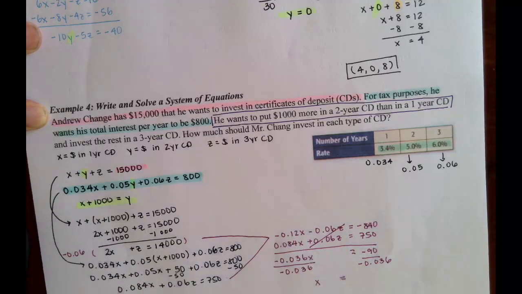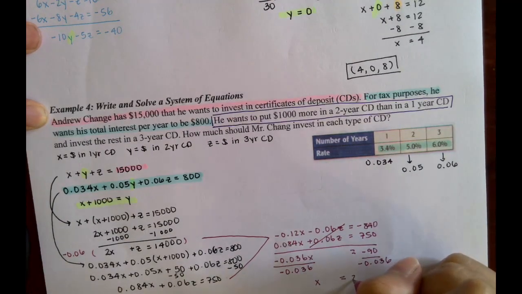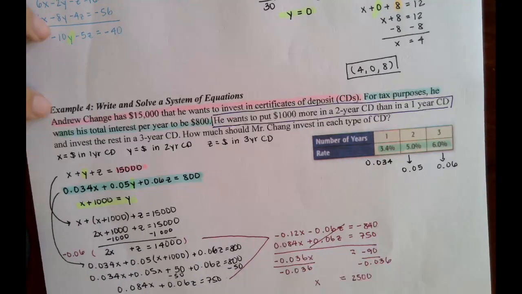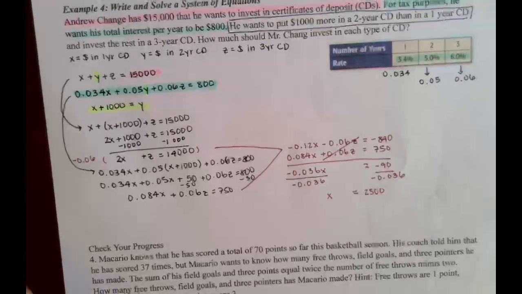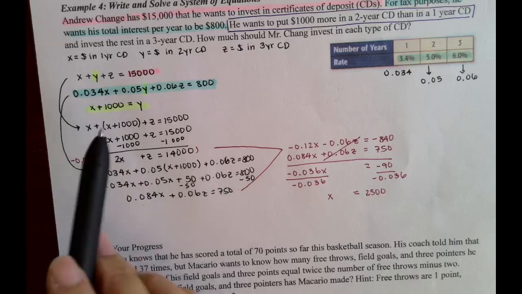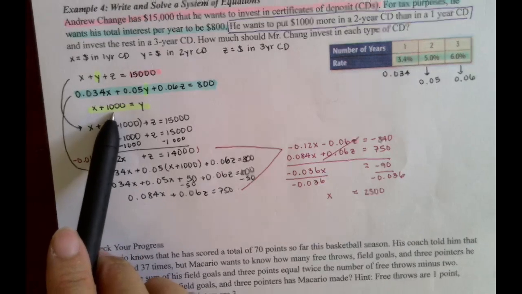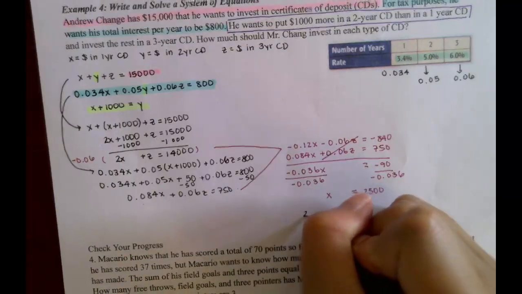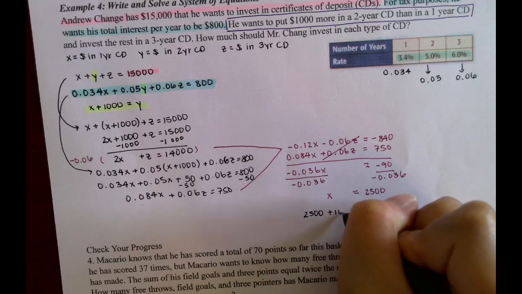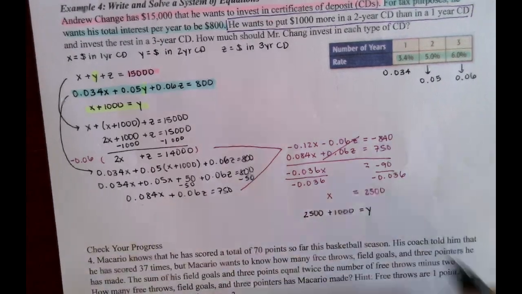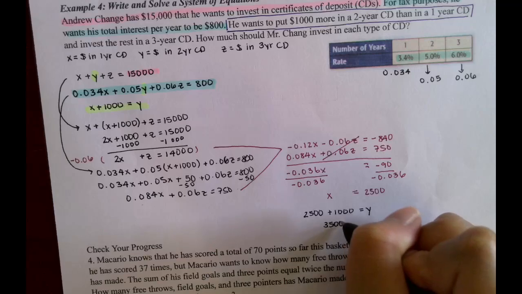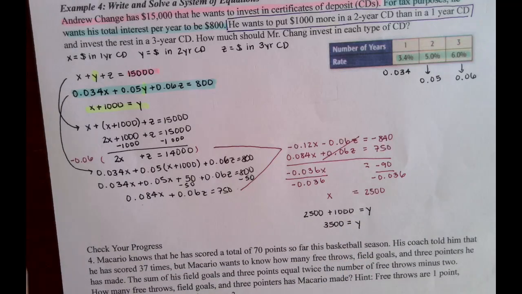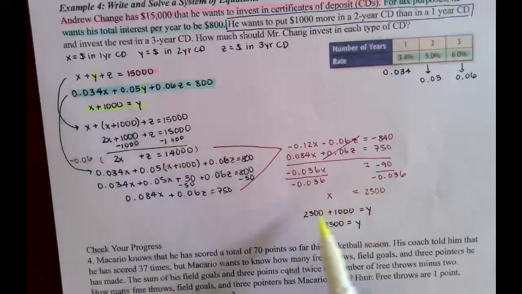Now we'll get x equals 2,500. Okay, so that's how much is in the first year CD. So then, now I can figure out what y is, right? Because y is just x plus 1,000. So 2,500 plus the 1,000 will now give me y. So that means y is 3,500. So this was from this.